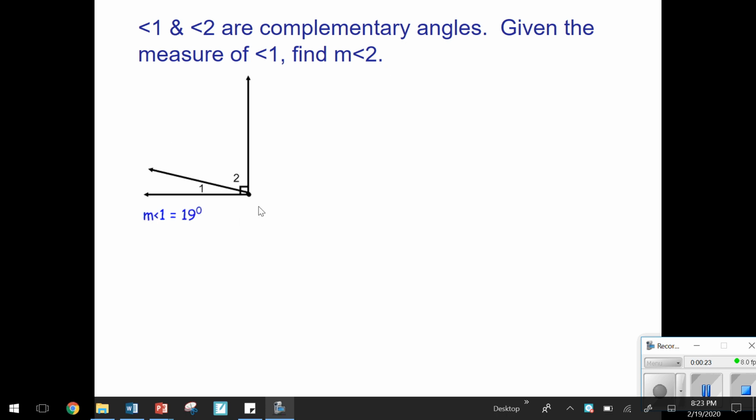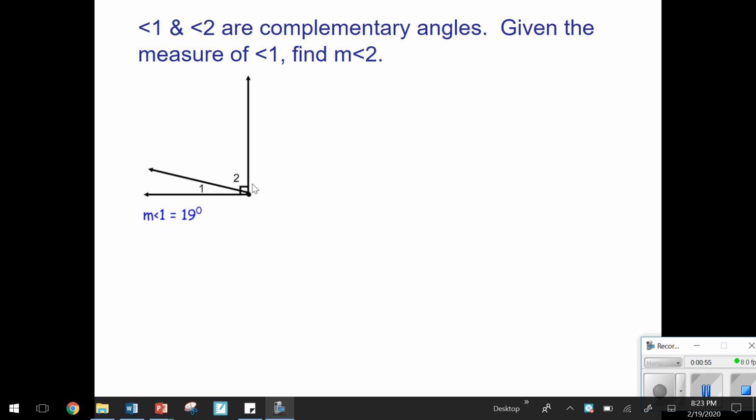Now, on a lot of these, you're going to be able to look at them and do them in your head, but I really want you to practice writing out all the steps because that's what I'm going to expect of you. So they tell me here the measure of angle 1 is 19 degrees. Now, if I got a protractor out and tried to measure angle 1, it may or may not be 19 degrees, but the point is if they tell me that angle 1 is 19 degrees, then I'm going to say it is 19 degrees. So even if it doesn't look exactly like that, I know that if they're telling me in the directions, that's what it is.